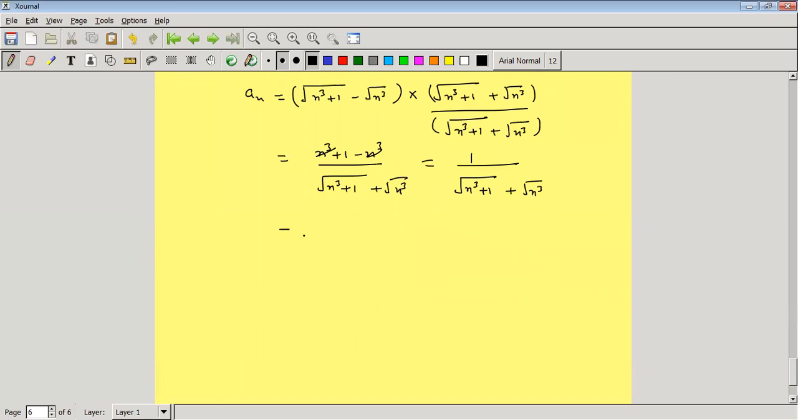We can take n to be common from the denominator, that is n to the power 3 by 2. So in the first term it becomes 1 plus 1 upon n cube, and from the second we can take this common, so here we have 1. Now this is our an.